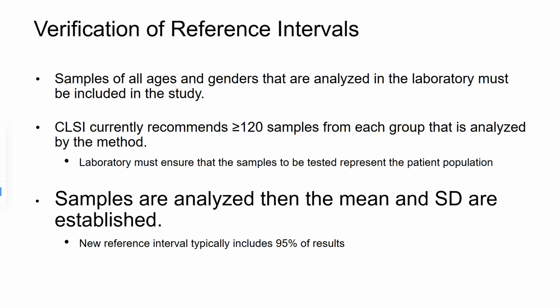Samples of all ages and genders that are analyzed in the laboratory must be included in the study. CLSI currently recommends greater than 120 samples from each group that is analyzed by the method. The laboratory must ensure that the samples tested represent the patient population. Samples are analyzed, then the mean and standard deviation are established. The new reference interval typically includes 95% of the results.